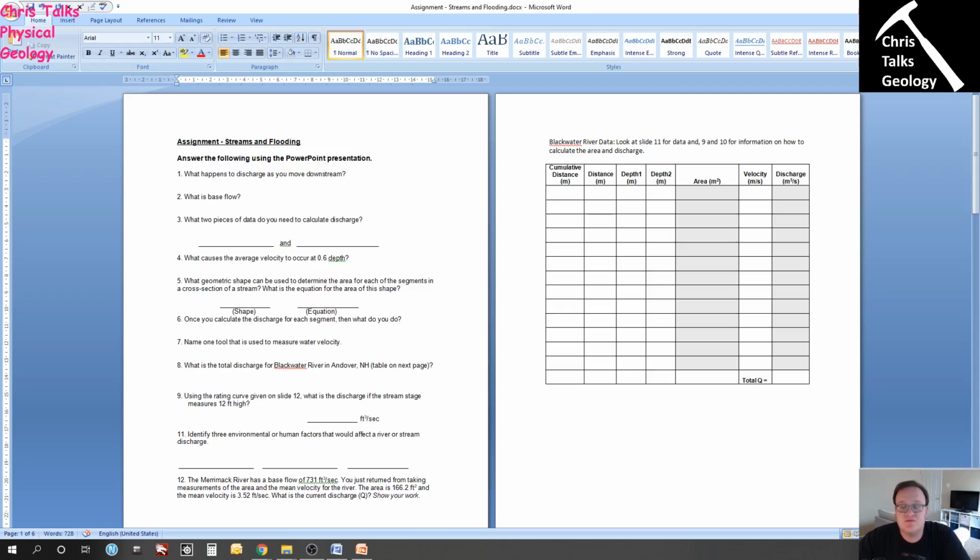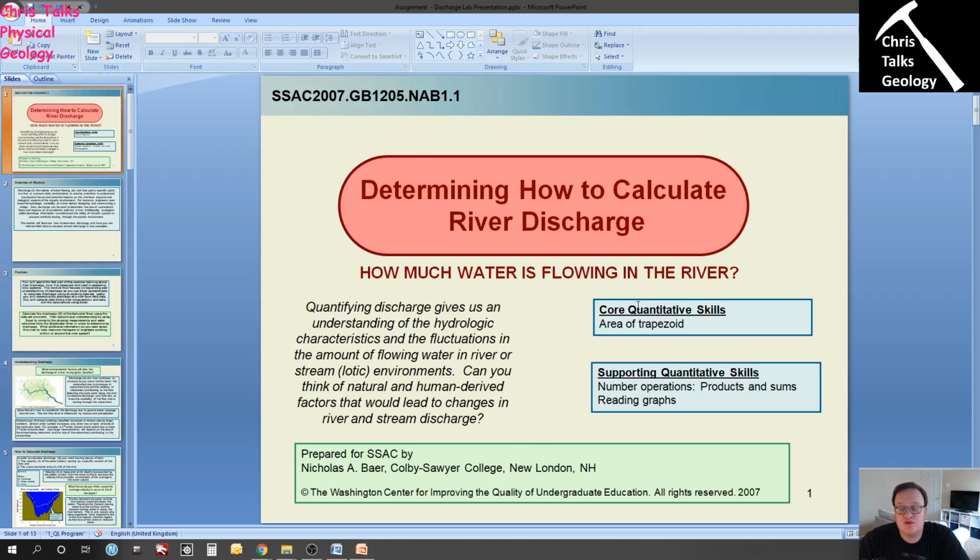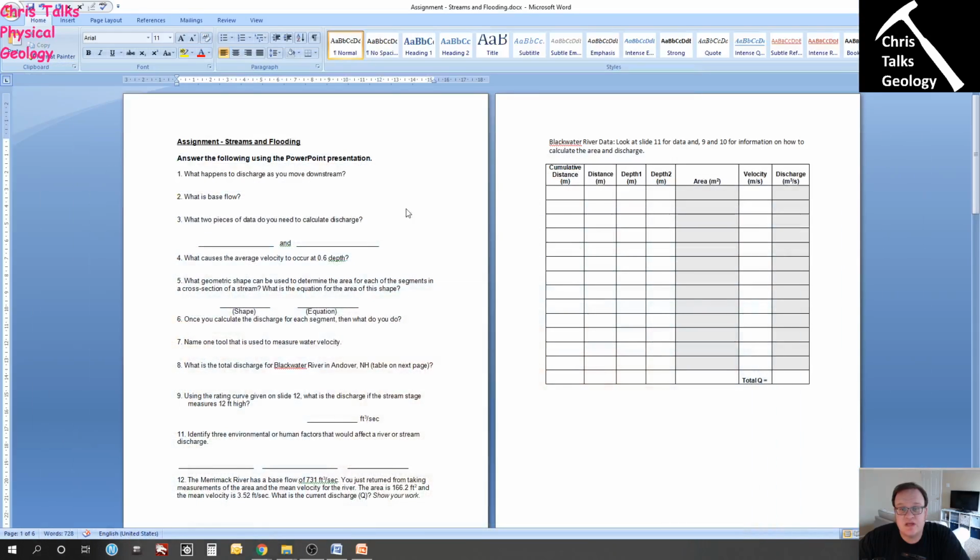Alright, so the streams and flooding assignment consists of two parts. There is a Word document and there is also a PowerPoint presentation. Now the PowerPoint presentation is associated with pages 1 and 2 only.